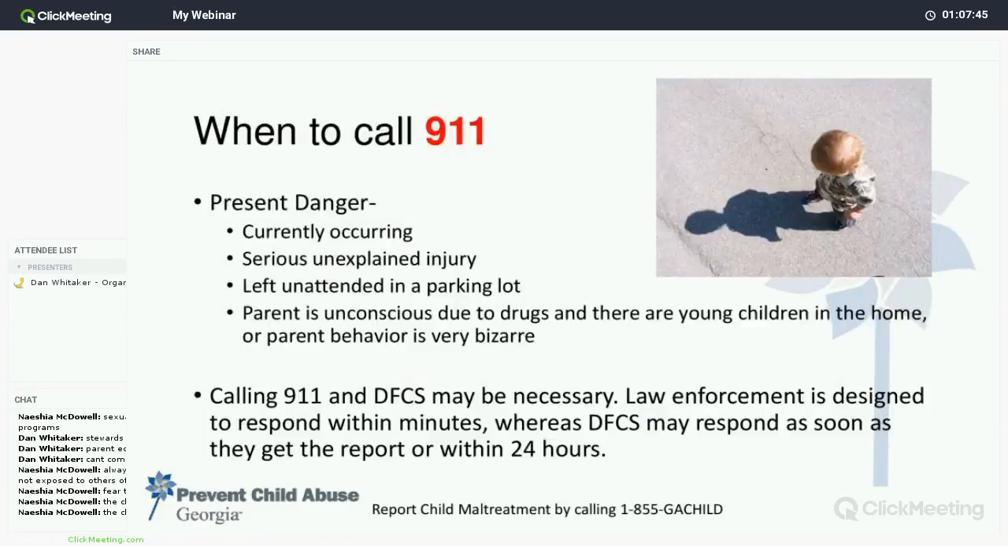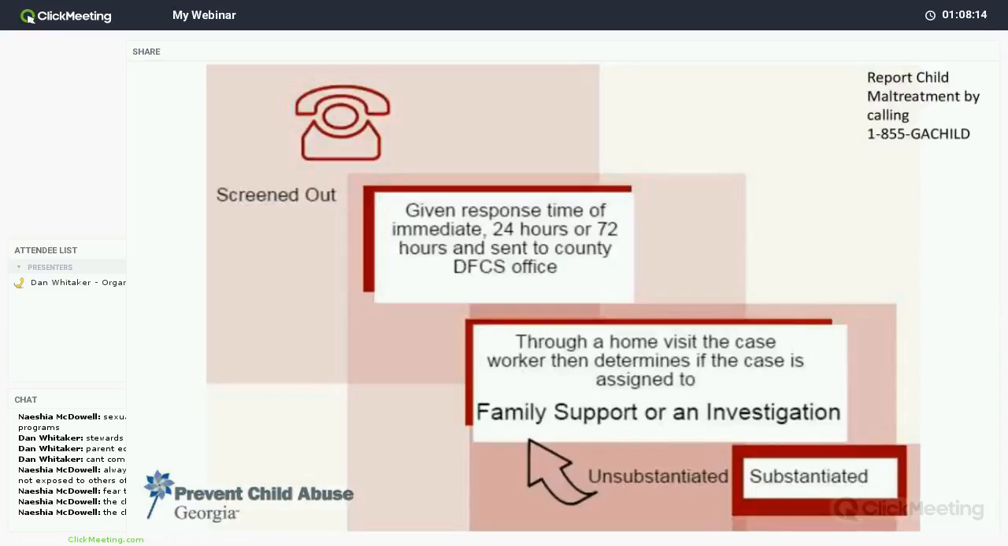There may be some situations where you need to call 911 as well. So 911 and DFACS may be necessary for both. Law enforcement is designed to respond within minutes, whereas DFACS might take a little bit longer to respond. So some situations where danger is currently occurring, a serious unexplained injury, if you see a child left unattended anywhere, also if the parent is unconscious due to drugs or they're acting very bizarre, it might be necessary to call 911 and DFACS.